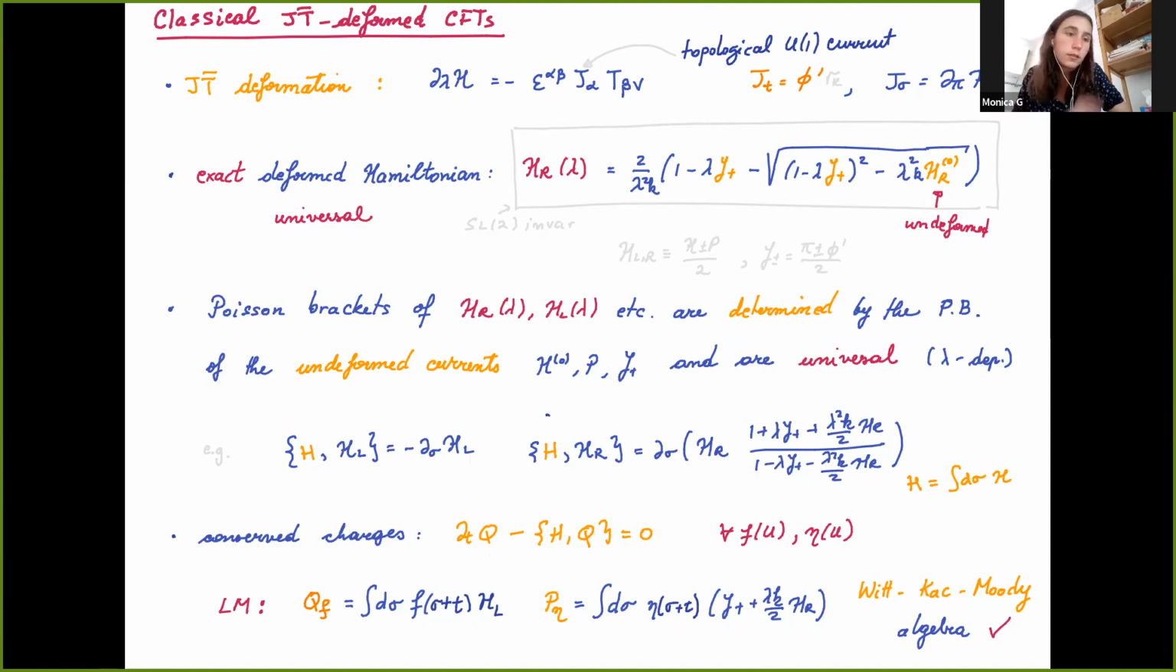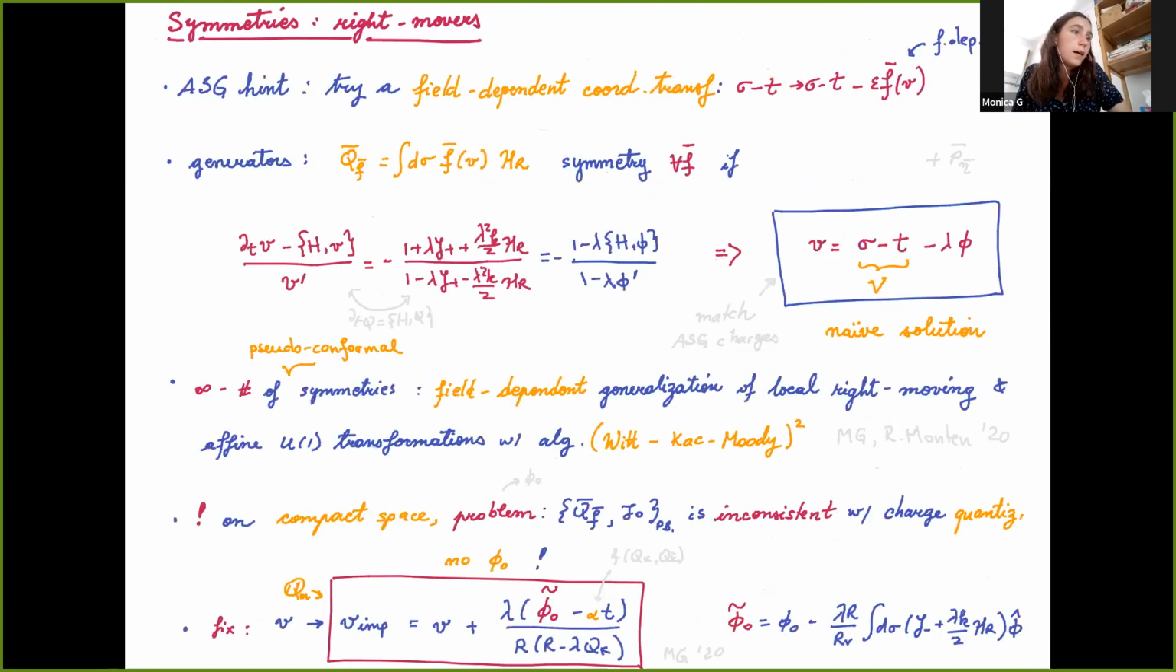And same for the currents. So they satisfy a Kac Moody algebra. That's all very nice. However, on the right moving side, okay, you can do some guess. It turns out the correct guess is that you have some charges that look like translations. So this is what this H right is doing over here, but with some field-dependent coordinate in front. And now if you want this charge to be conserved, for any F bar, you're going to get some condition on the field-dependent coordinate, little v. And this is basically the condition.